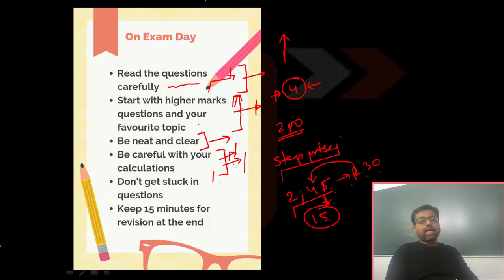And as I said, 15 minutes at the end must be reserved for revision, because you're bound to make a few mistakes, a few calculation mistakes. There will be a couple of questions where you will not be too sure. So these 15 minutes are when you actually revisit those questions, revise your calculations, and rectify any mistake that you might have made. So these are a few very basic generic tips that I needed to give for the exam day.